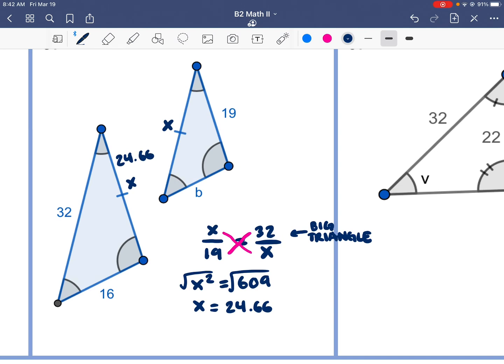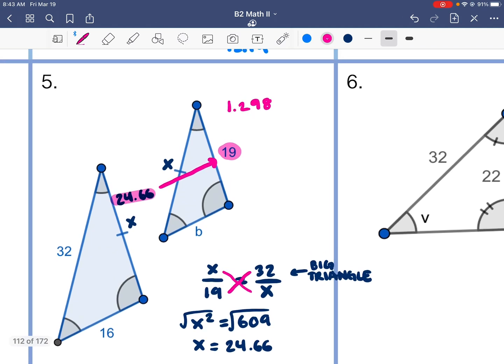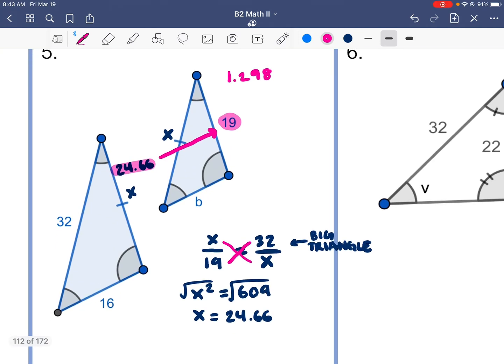So now we know that this is 24.66. So now we can divide 24.66 by 19 to figure out what the scale factor is. So now I'm just doing what we were doing before, where we have that value and this value, and we're trying to figure out how we got from one to the other. So 24.66 divided by 19 makes 1.29. I'm going to say 8. I'm rounding a little bit there. So that's our scale factor.